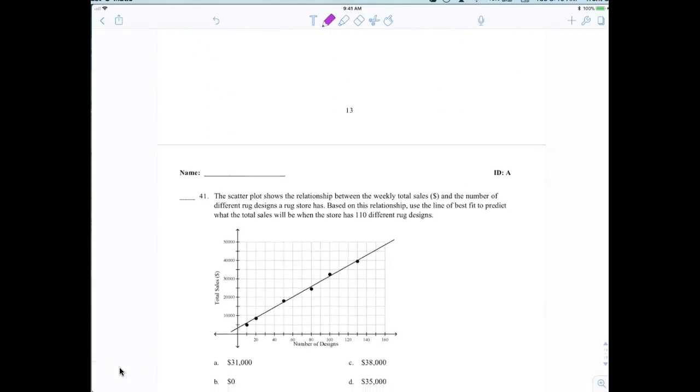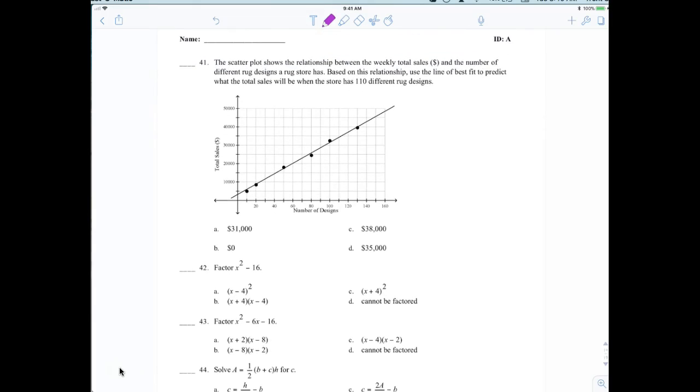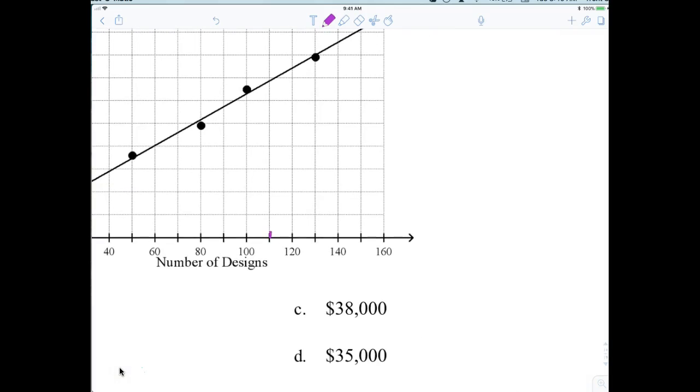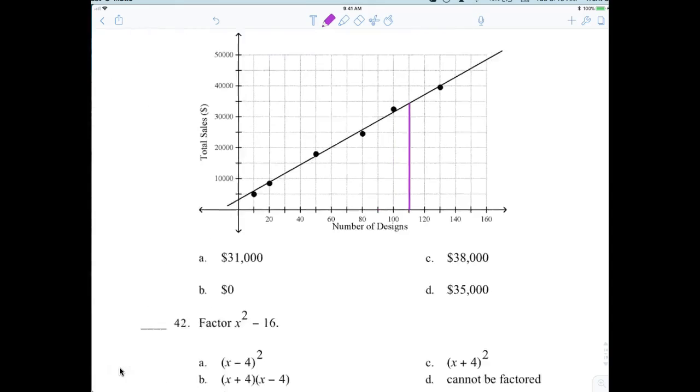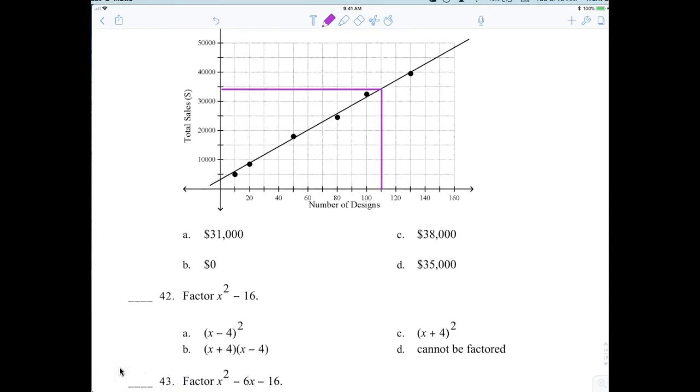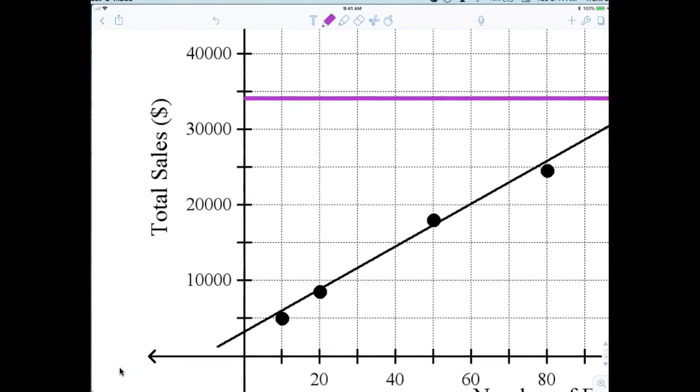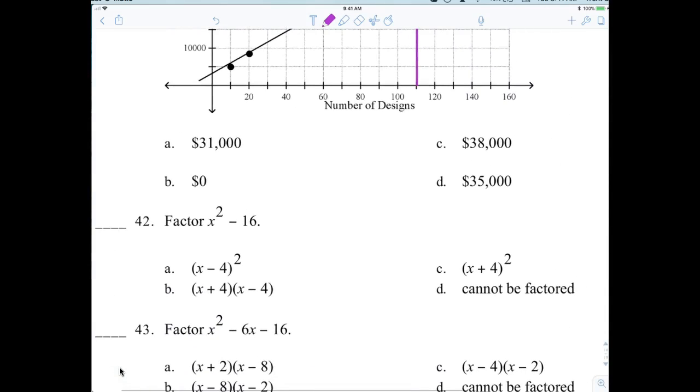All right, here we go. Moving on. 41. The scatter plot shows a relationship between the weekly total sales and the number of different rug designs. Based on the relationship, use the line of best fit to predict what the total sales will be when the store has 110 different rugs. So I just have to go to where 110 is, and I'm following it up. It'll be somewhere around there. So I'm going to follow it over. So is it more than 35,000 or less? Right? Isn't that right? This right here is 30,000. So this line right here would be 35,000, right? So to me it would be a little less than 35,000.